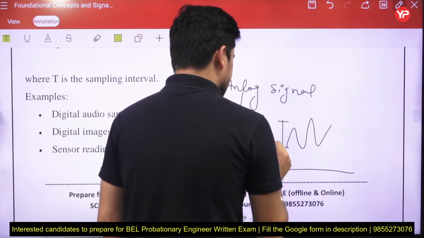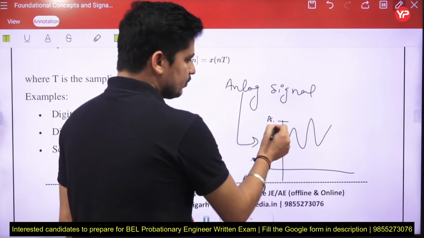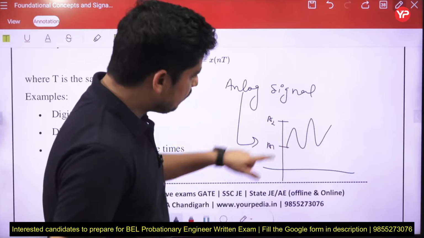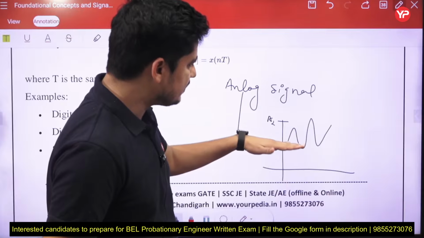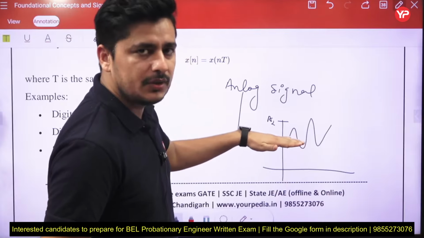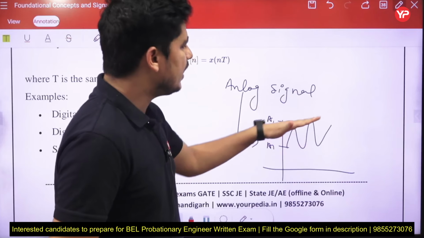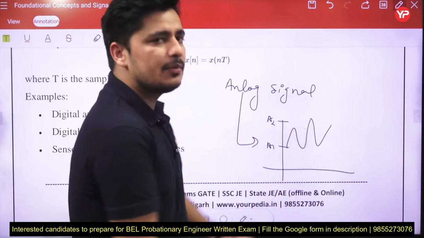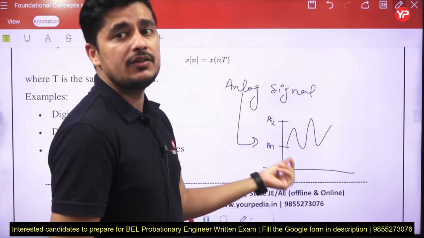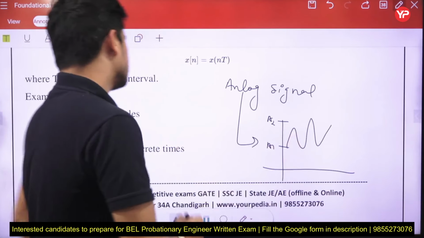Let's take, it is defined from A1 to A2. So in this amplitude range from A1 to A2, it will take every value. It is not taking the specific value. Let's take, it will take A1, then A1 plus 1, A1 plus 2, A1 plus 3. No, it will take the values which are lying between A1 to A2. It will take any values, not the specific value. That's why it is called an analog signal.